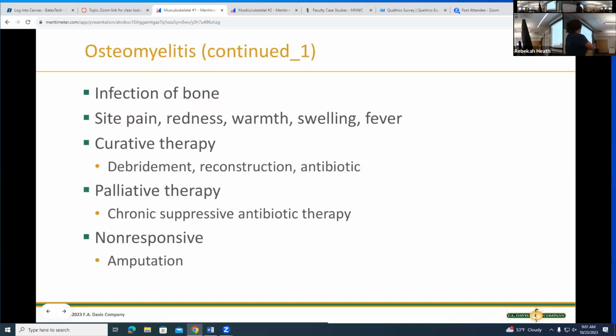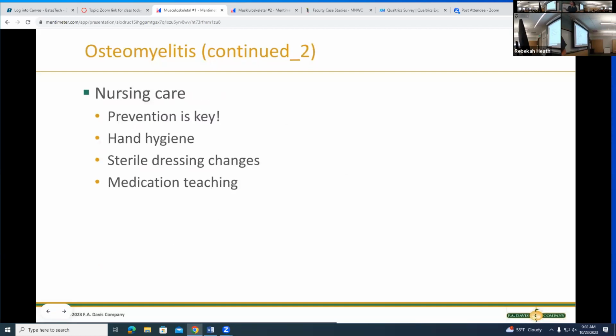So that we kind of talk about that being more palliative, where we're just trying to decrease how much infection is spreading through that bone. And so now this guy is on suppressive medication or antibiotics to try to keep that infection from getting worse. And then amputation if we don't have any response to that. So osteomyelitis, osteo bone, myelitis, the infection. Prevention is key, right? We really want to keep the bone from getting infected.